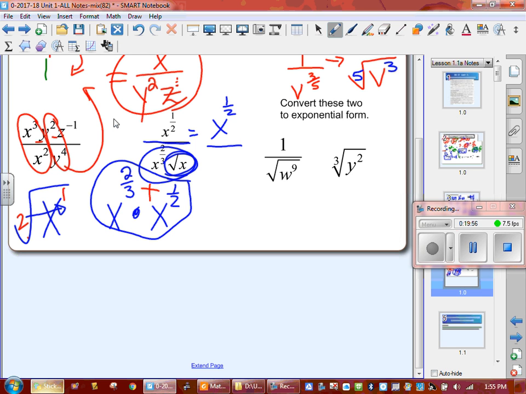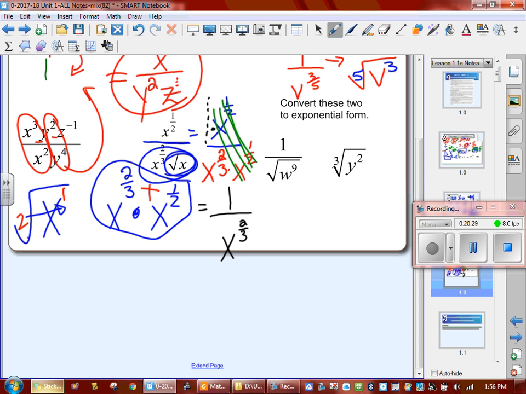If there is something identical on the top and the bottom, they will cancel out. So this x to the 1/2 is going to cancel out. But we can't forget there's a hidden coefficient of a 1 in front of that example. So that means the top number doesn't just disappear, it now becomes a 1. So the final answer will be 1 over x to the 2/3. The other x canceled and disappeared. So that is your final answer.